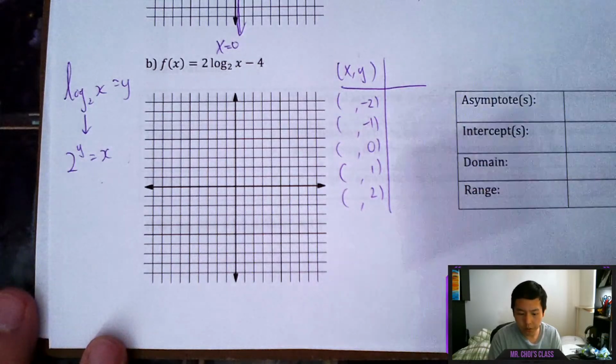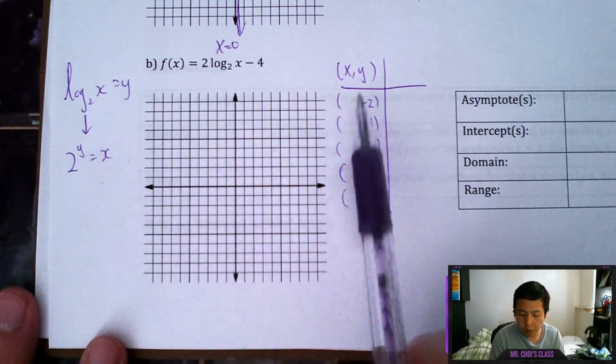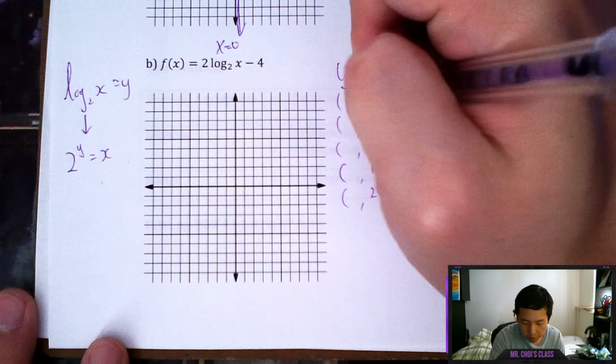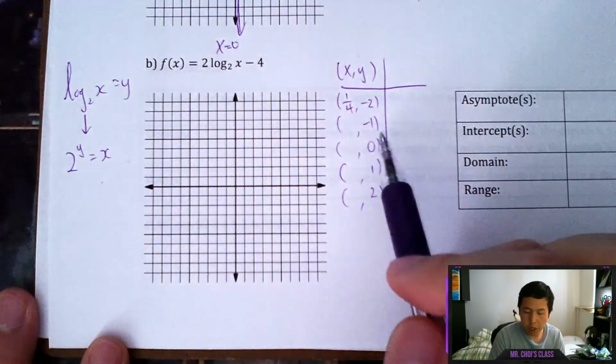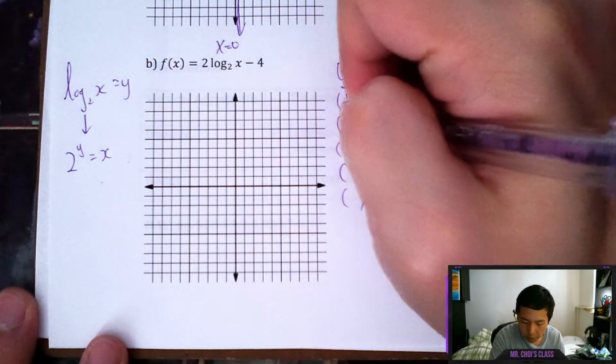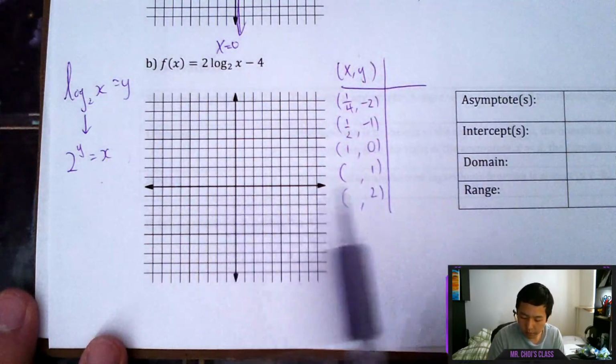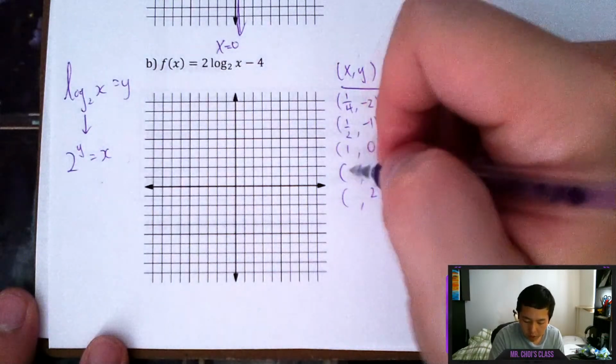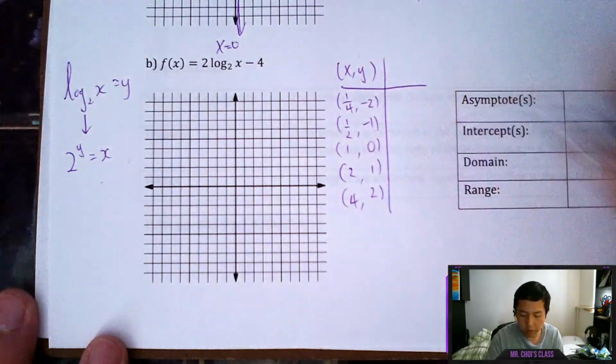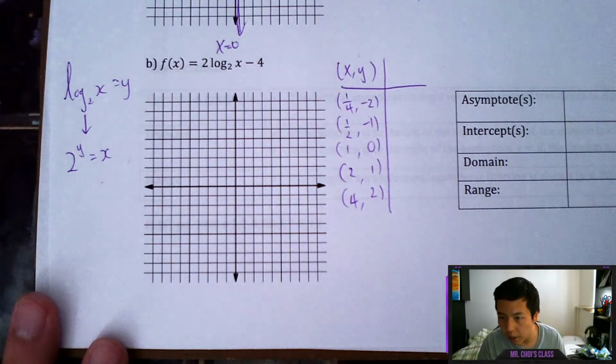And so plugging these values into here, 2 to the power of -2 is going to give me 1/4. 2 to the power of -1 is going to give me 1/2. 2 to the power of 0 is 1. 2 to the power of 1 is 2, and 2 to the power of 2 is 4. And so there we have our values.